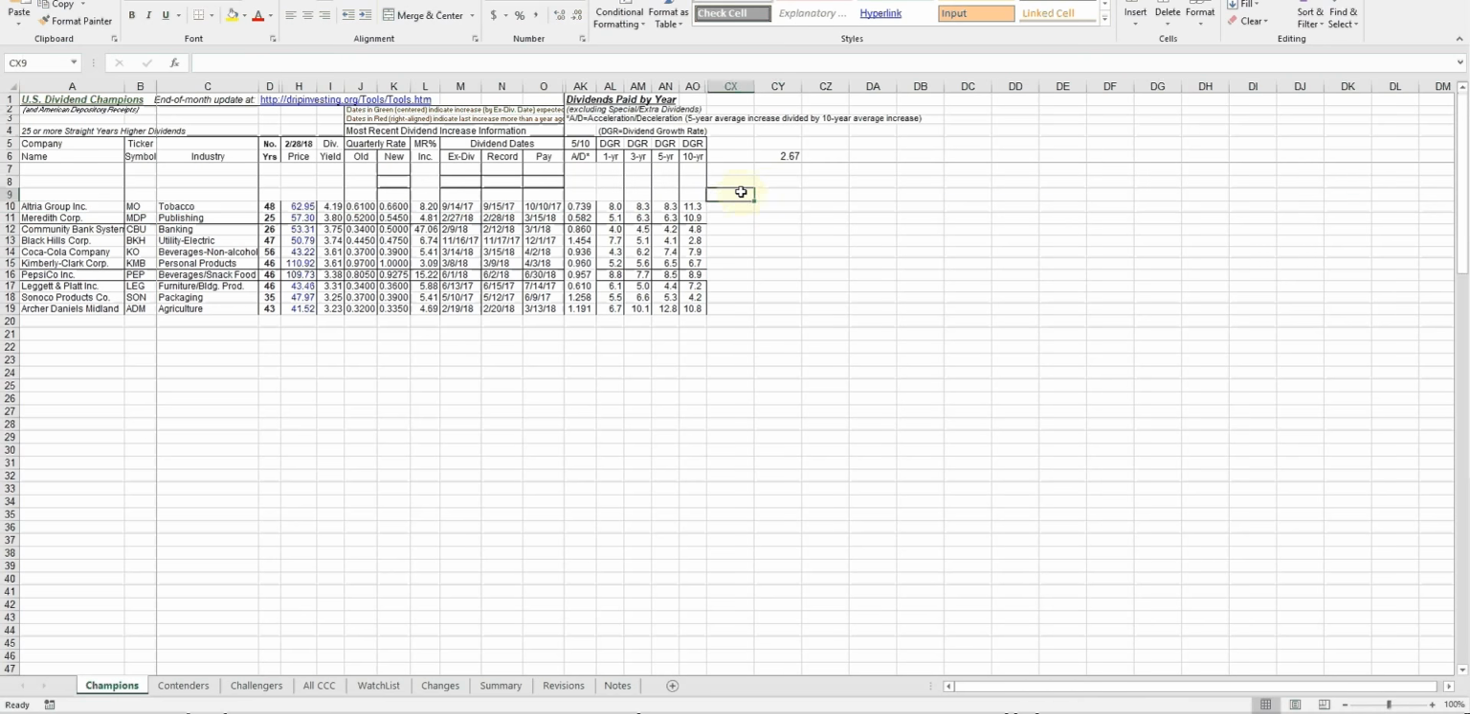So what I look for here is I go and look for the free cash flow of the company, and then I look for the dividend that they need to pay. So essentially what I'm looking to see is that they have enough cash to cover the dividend.